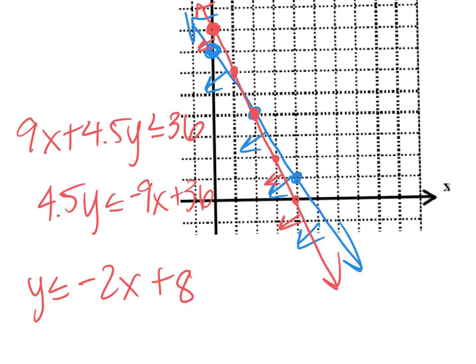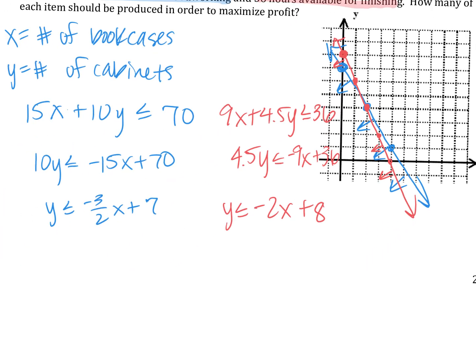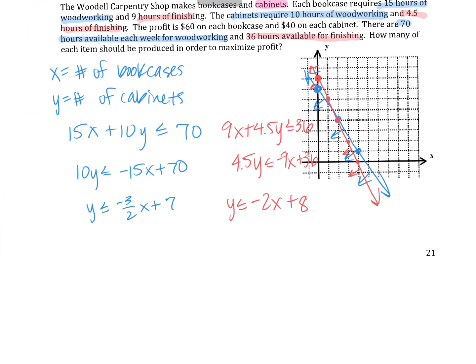But should we have? Meaning, let's go back to the problem. X is the number of bookcases. Could I have negative bookcases? I can't have negative bookcases. So do we need to make a third equation that says my X's need to be greater than or equal to 0? So that's going to give me a vertical line at 0. And that's going to say shade to the right.